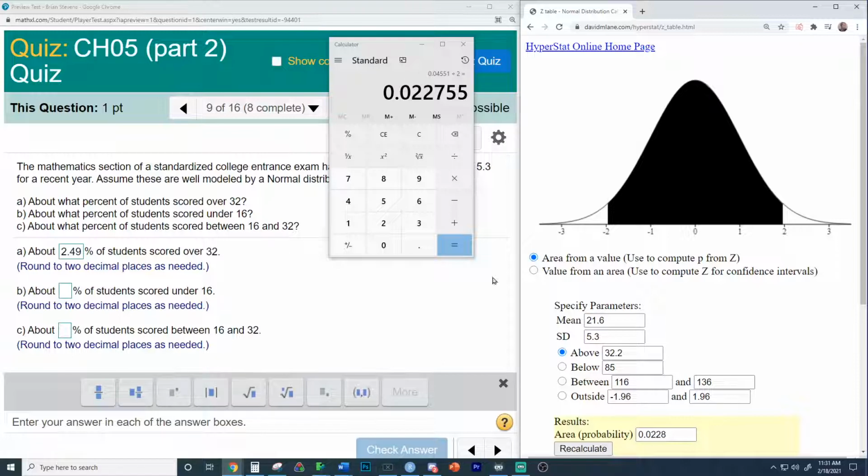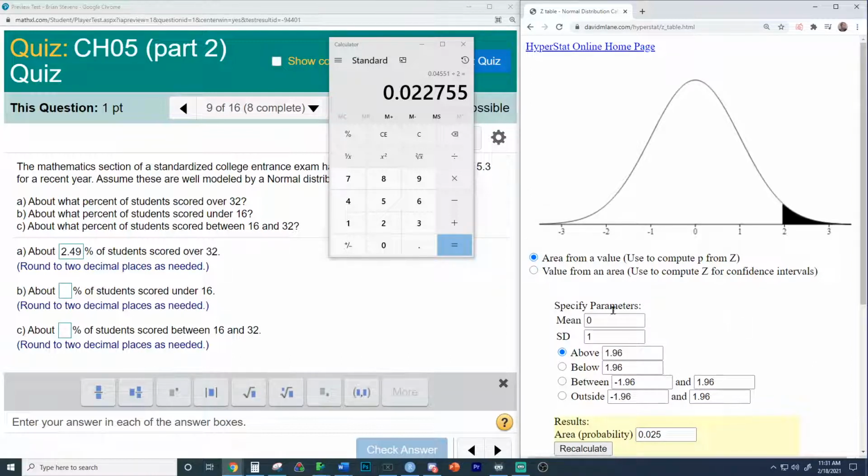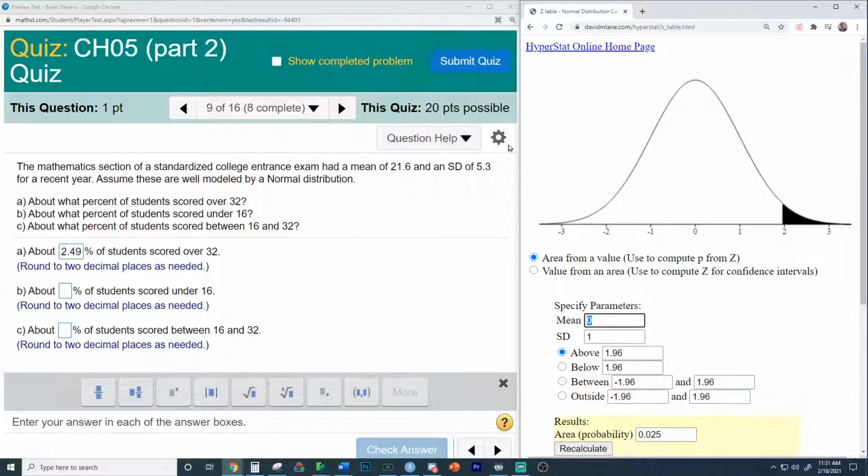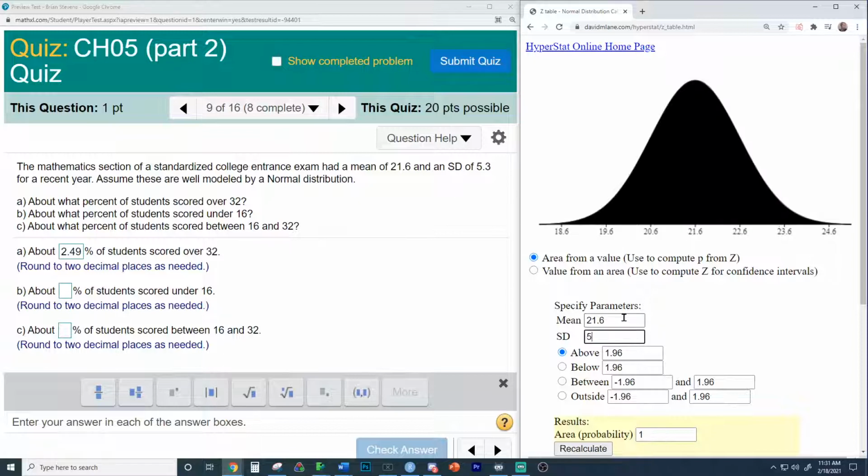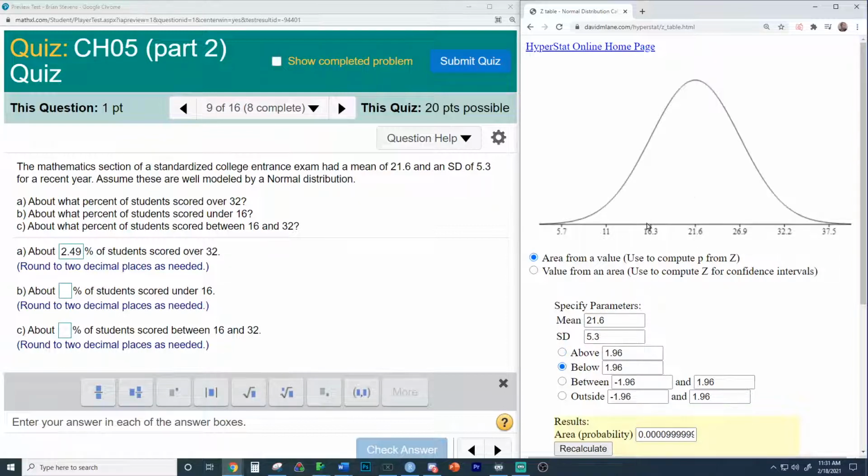About blank percent of students will have under 16. Is the applet not reacting? Oh, the applet stopped showing the numbers properly. So 21.6, 5.3, and under 16 is right here. Very close number again. So this is going to be a little bit less than 16. It's going to be about 14, 14.5%.